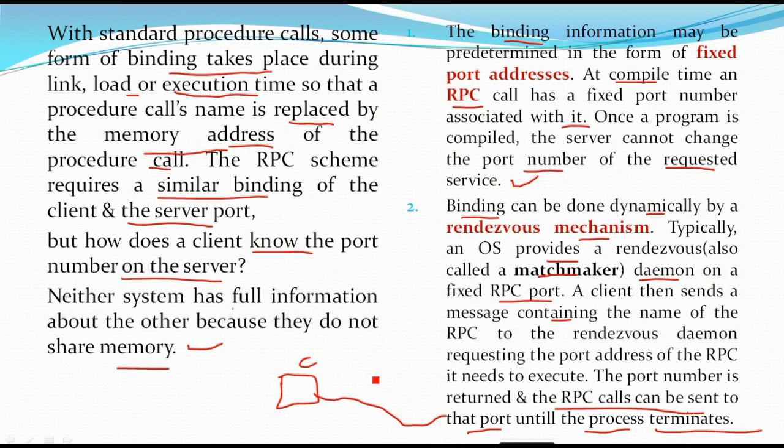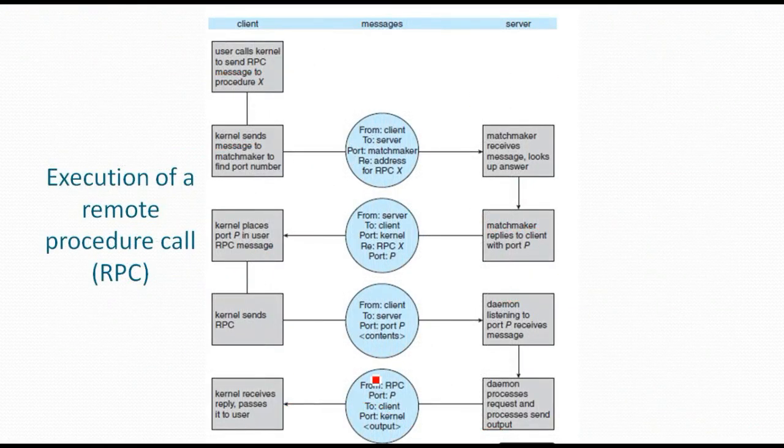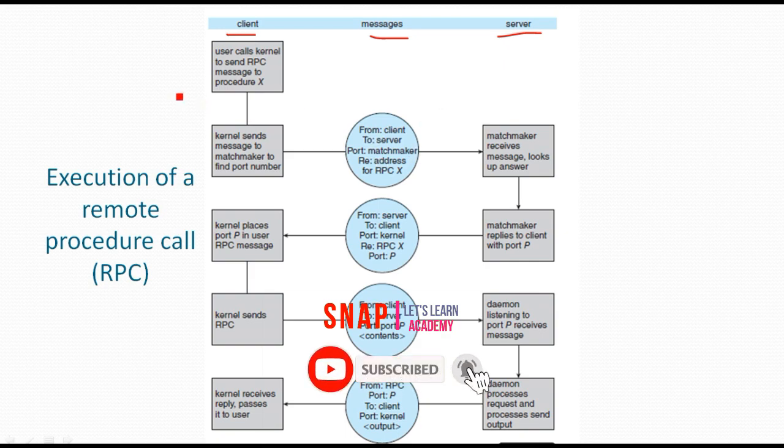Now with this diagram we will understand whatever we have studied so far, the issues and the solutions. This diagram will tell you how a client and server can communicate. You can see there is a client, there is a server, and we have a message. This is the execution of a remote procedure call, and how RPC calls can be executed remotely.